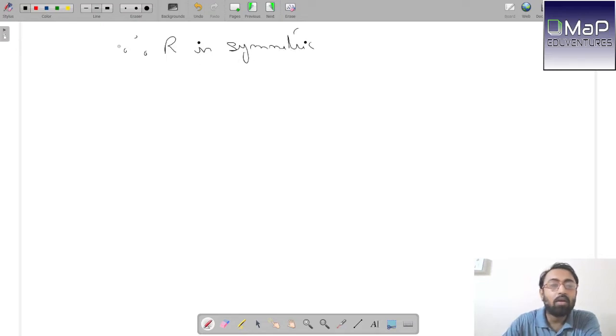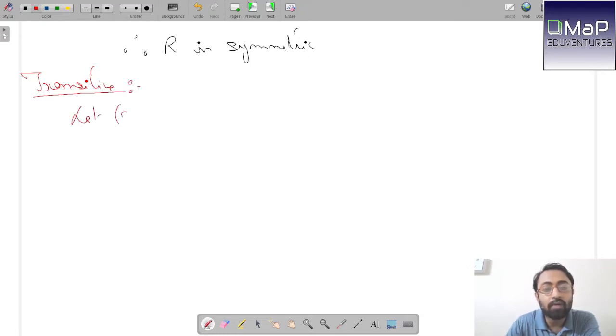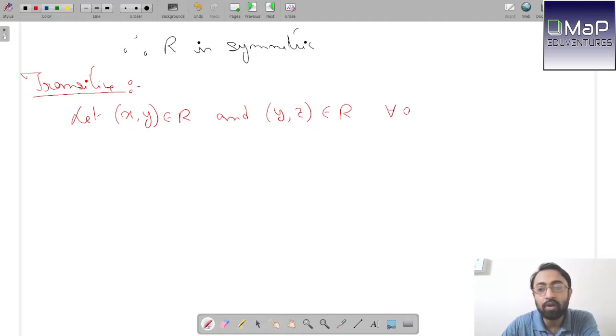Okay, all right, so next is our transitive. As we have discussed in our previous question, transitivity starts with an assumption: let x, y belong to R and y, z belong to R. So we assume that these ordered pairs already exist in the relation, where x, y, z belong to Z.